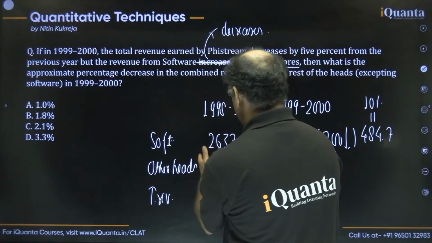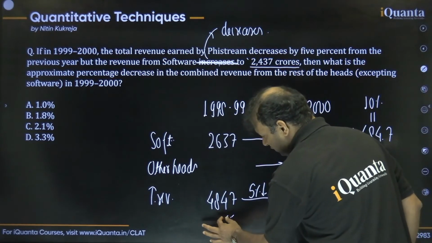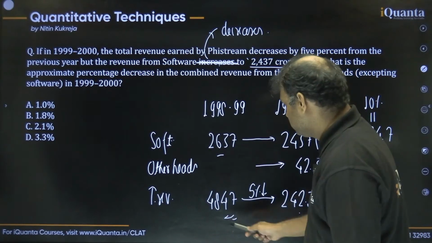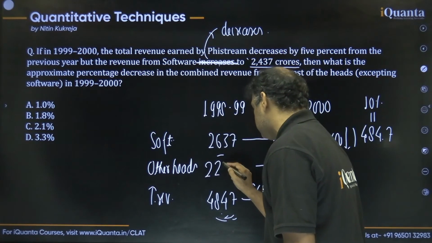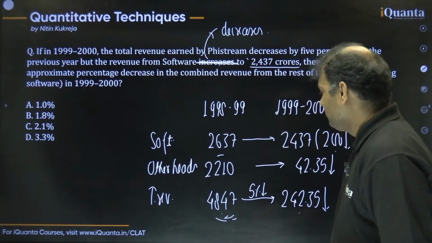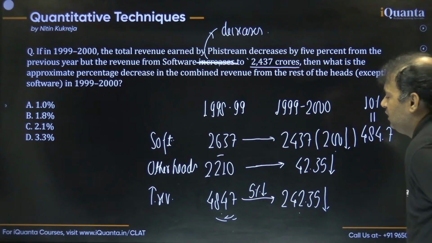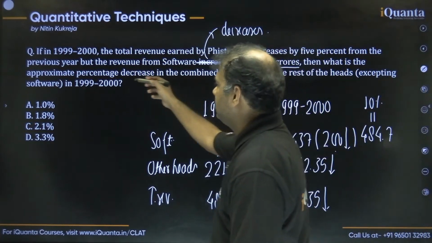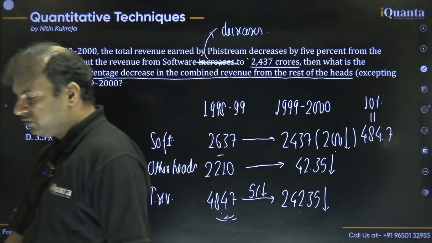And what is the revenue of the other heads, by the way? You can say total revenue minus the software revenue, right? That must be the other heads revenue. So 4847 minus this gives us 2210. So the revenue from the other heads is 2210 and is decreasing by 42.35. So now we just have to find the percentage decrease in the combined revenue from the rest of the heads, right?